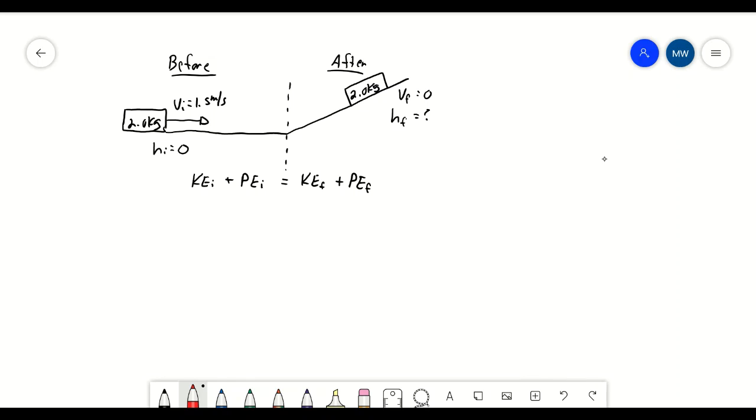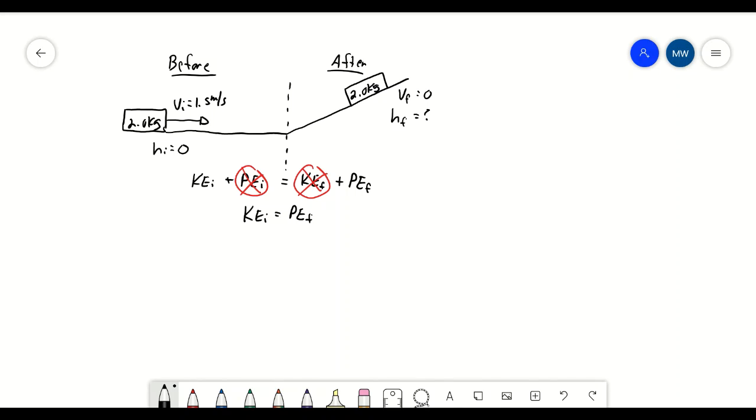Well, there is. If our initial height is 0, then we don't have any gravitational potential energy because we need to have height in order to do that. On our after side, our final velocity is 0. So that means our kinetic energy is 0 because we need to be moving in order to have kinetic energy. We'll then take our 2 equations. What I've got left over is kinetic energy initial equals potential energy final.